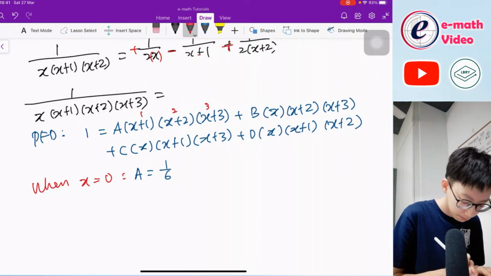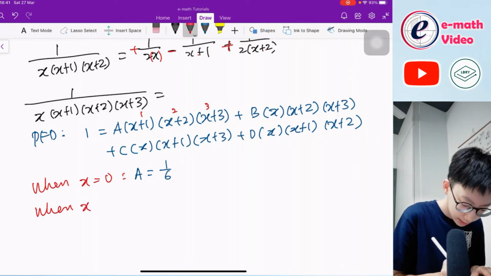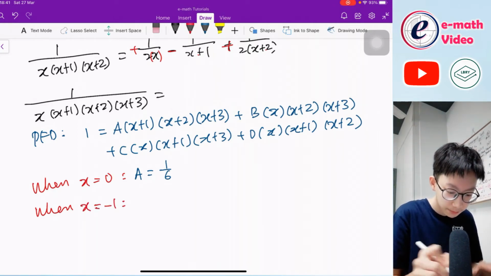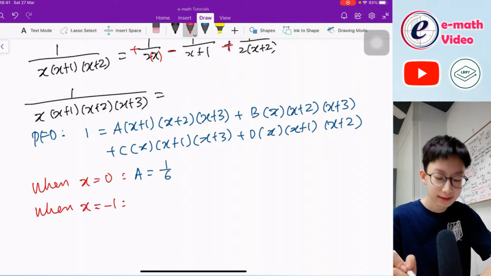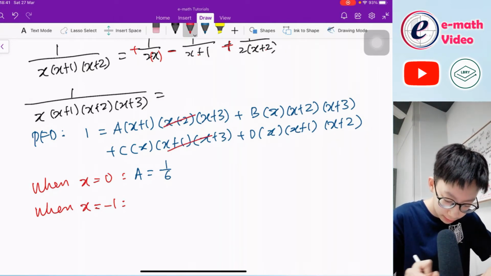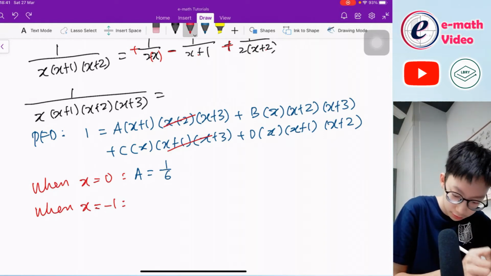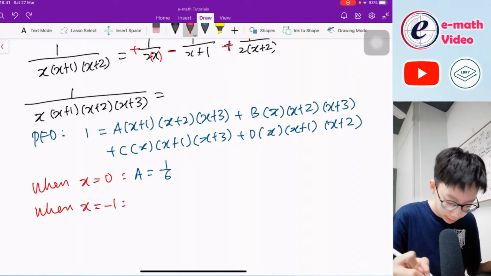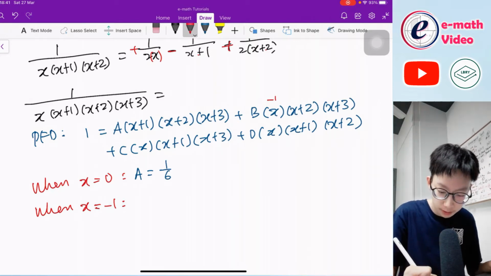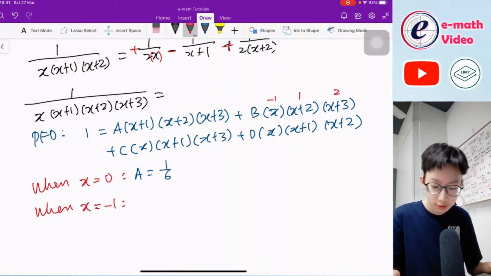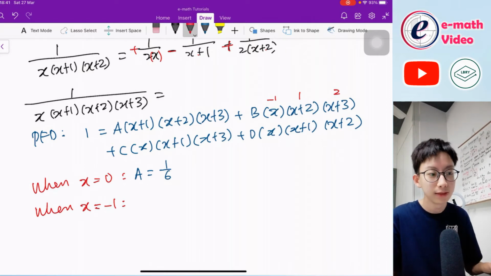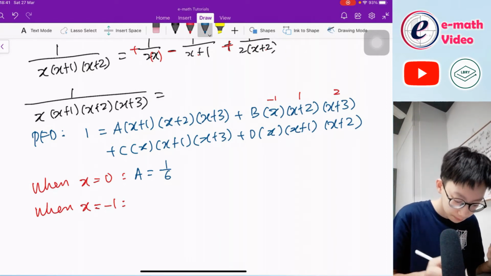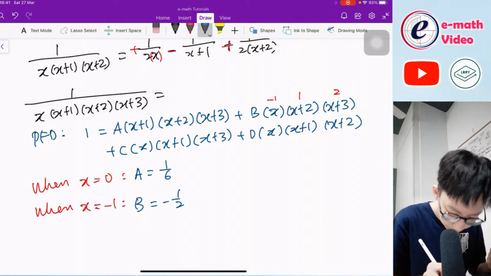So when x is negative 1, we cover up a, c, and d. Cover up this, that, and that. And maybe I shouldn't cross it so that I don't have to erase later. So this will just be negative 1, this will be a positive 1, this will be a positive 2. Together they are negative 2, and therefore it should be a negative half for b.